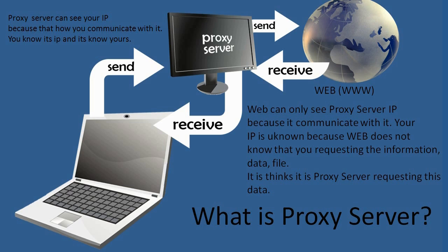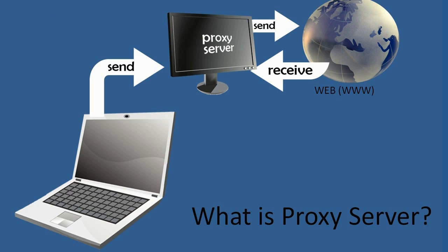But then what happens? When the proxy server sends the information to the web, the web knows only the IP address of the proxy server, but doesn't know that you're requesting that information through the proxy server. It has no ability to find out. It thinks that the proxy server is the computer requesting the information from the web. So it sends that information to the proxy server and thinks it's a user. It doesn't think it's a proxy server.